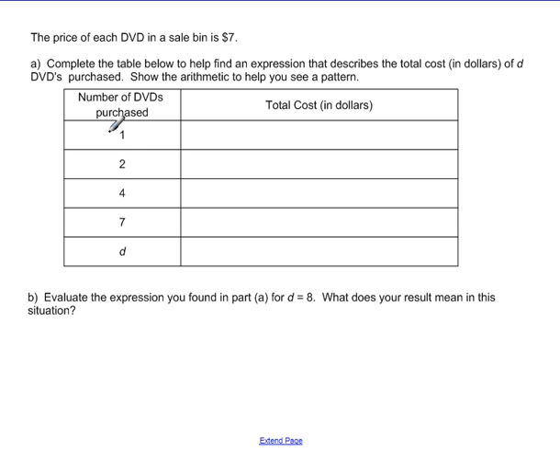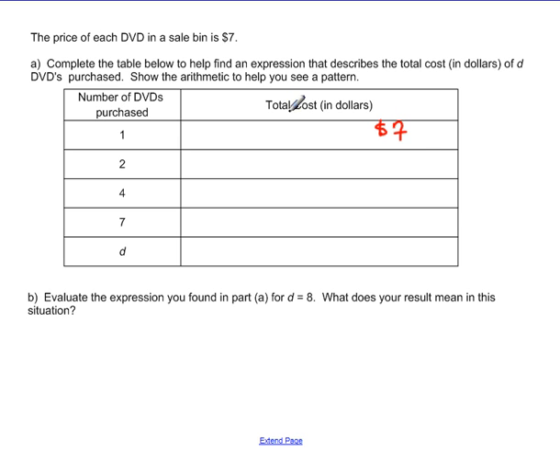So let's take a look and think about the scenario here. We've got a sale bin of DVDs. You may have seen those when you're at the store. And this is saying that each DVD in the bin is going to cost $7. And so let's say that we're going to purchase one DVD. Well, in your brain you say, well, of course, I would pay $7 because I just bought one, right? So the total cost in dollars would be $7.